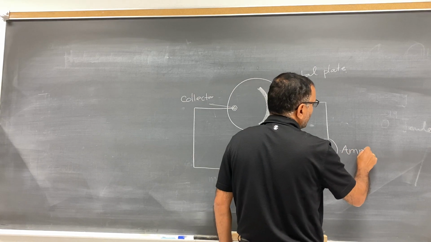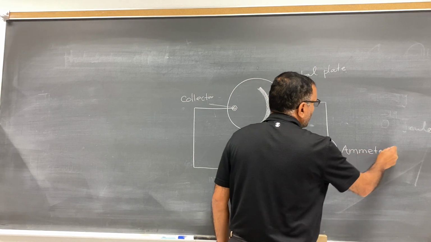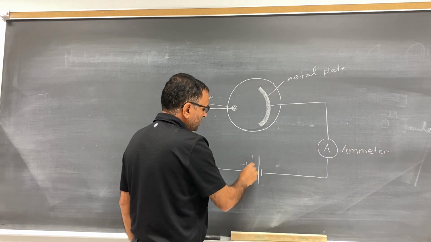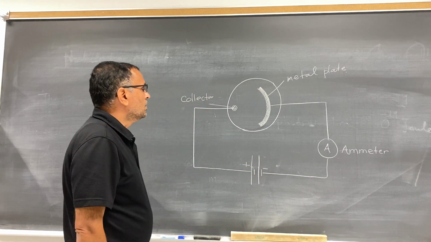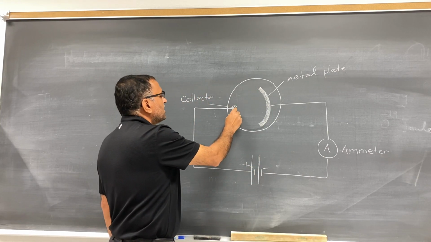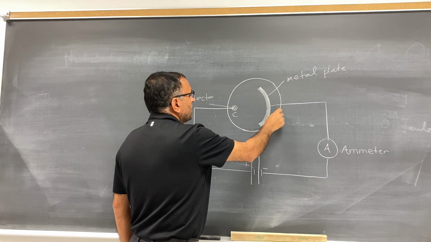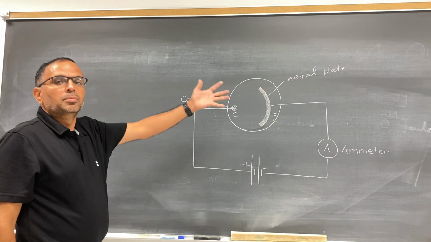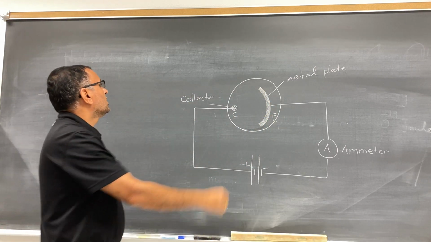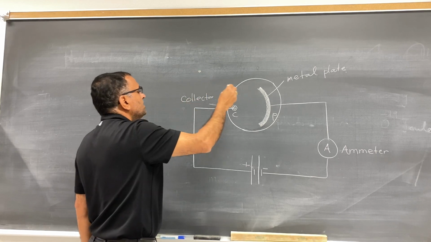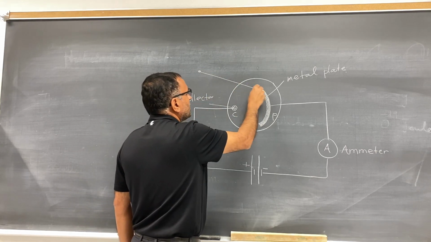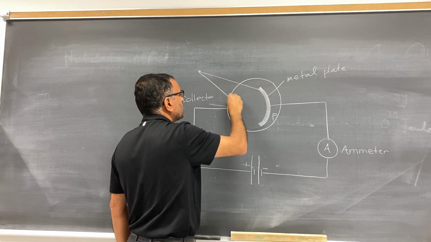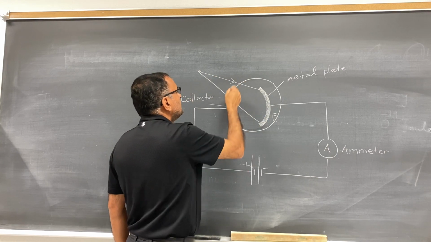Emitter measures the current. So this is a battery, this is positive, this is negative. This is a collector, let me call it C, this is a plate P, and this is like a metal plate. And here you have a light source. Light strikes here, light strikes there, incident light.